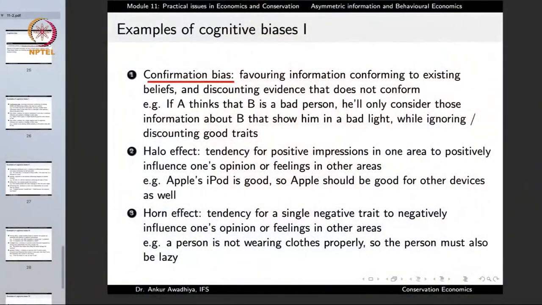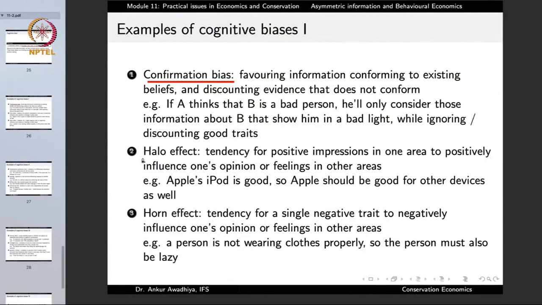Whenever they see information that through conservation people led to development, that if in an area where a national park was built or constructed, the people in the locality had a very large jump in their median incomes, if they see such information, they will just discount it. They will just think, oh, this is a one-off thing. This does not always happen. But if they get any information that a conservation, and especially a conservation that was not well executed, led to some difficulties, then they would always keep this in mind and say, oh, this is why we should not do conservation. So this is a confirmation bias. Favoring information conforming to the existing belief and discounting everything else.